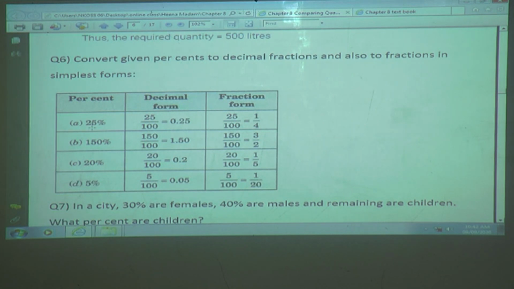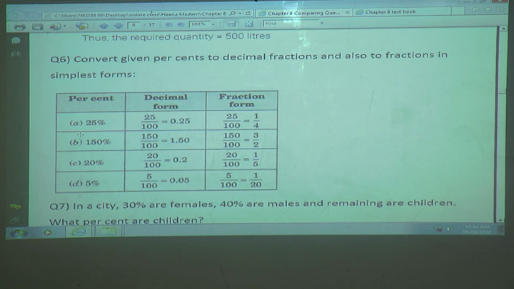So when it is a percentage, you know it is always out of 100. So 25 upon 100 is equal to 0.25. When it is divided by 100, you have to take the 2 digits from the right-hand side and move the decimal point to the left, that is going backward. Just count the 2 digits, 1 and 2, and give the decimal point. So we write 0.25.